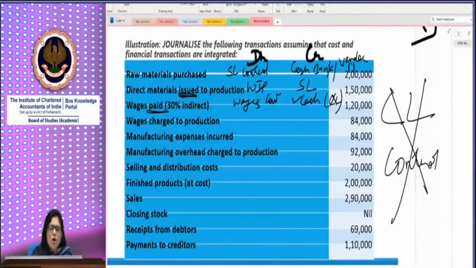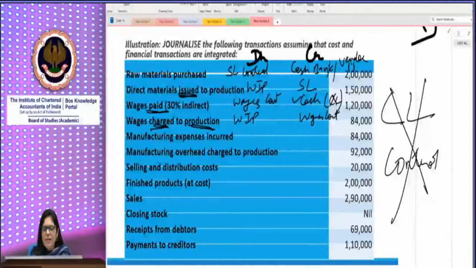So cash or bank. Wages charged to production. That means direct wages. Direct wages will go to WIP and wages control will be credited. So WIP control will be debited, wages control will be credited for direct wages.